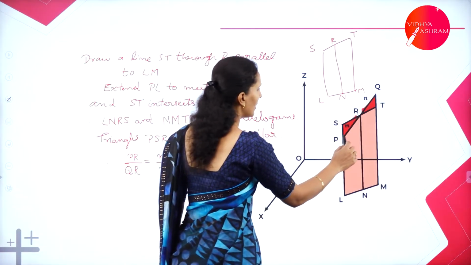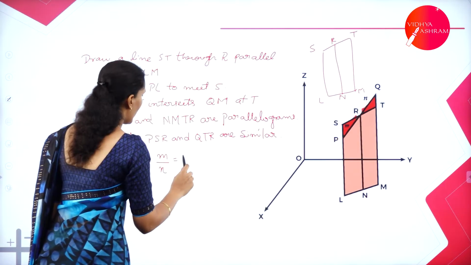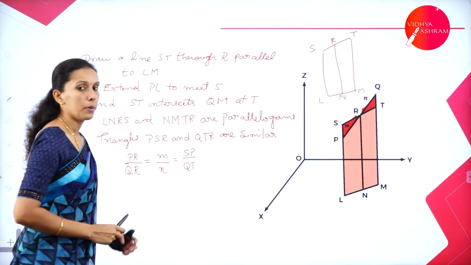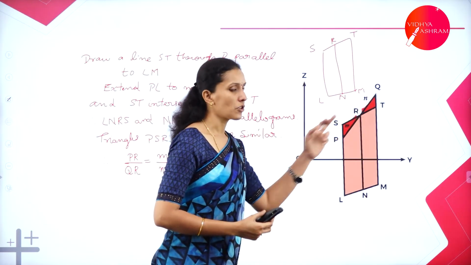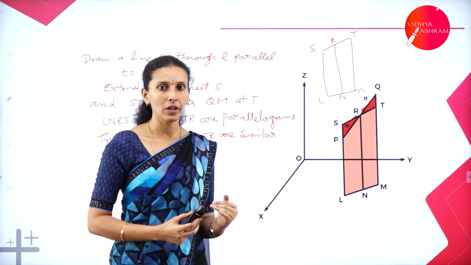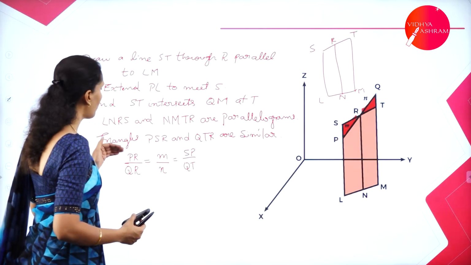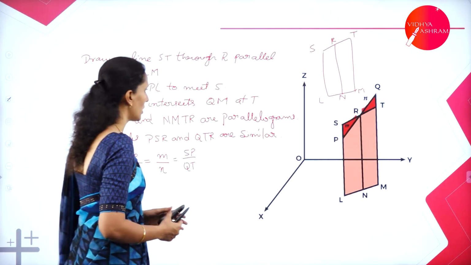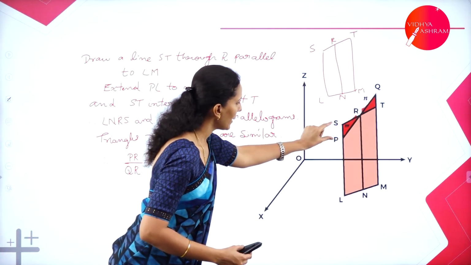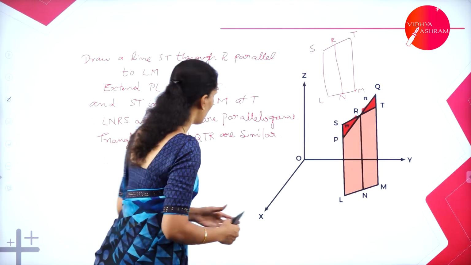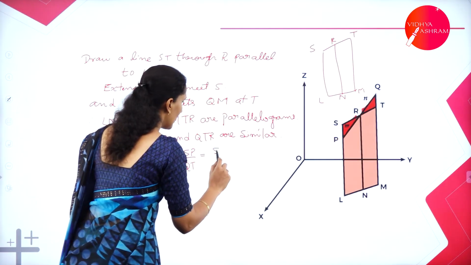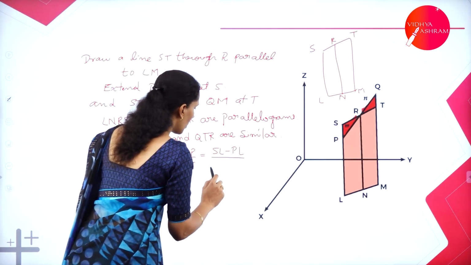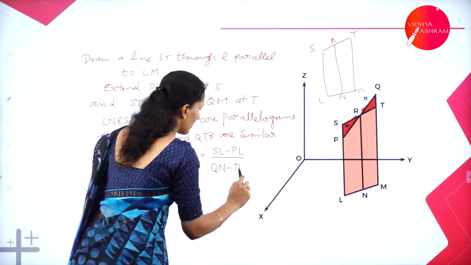This length PR can also be written in the form of SP divided by QT. Because we know when two triangles are similar, the corresponding sides will be of the same proportion. So therefore, I can write PR by QR as SP by QT. Now, listen here, SP can be written as SL minus PL, and QT can be written as QN minus TM.